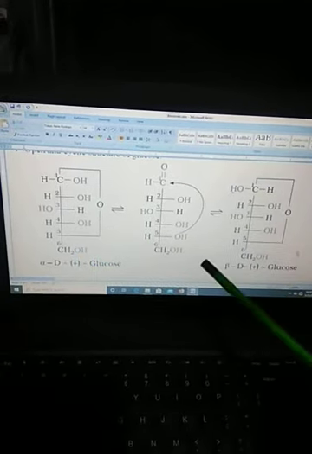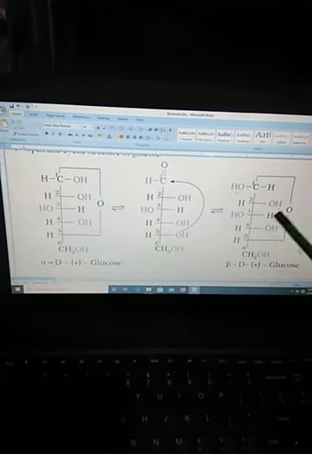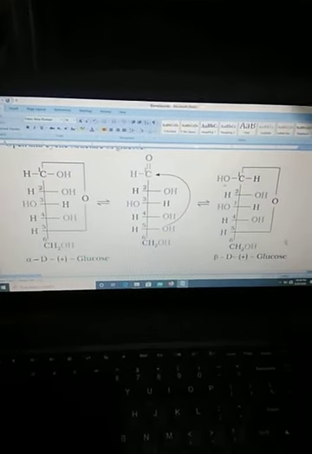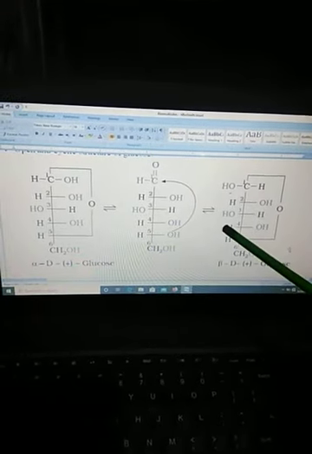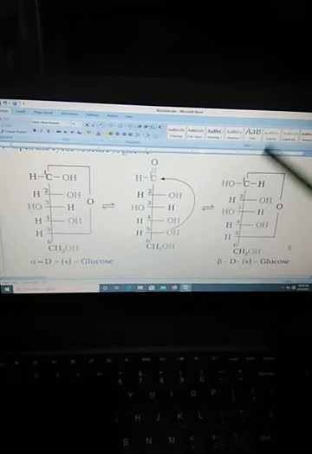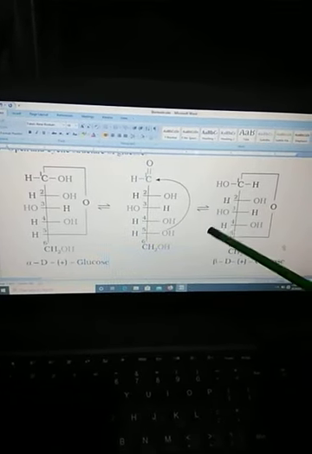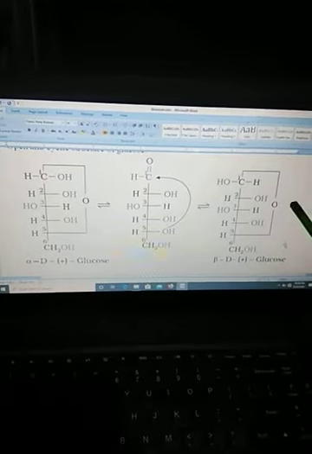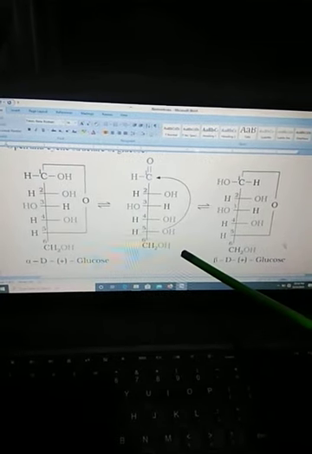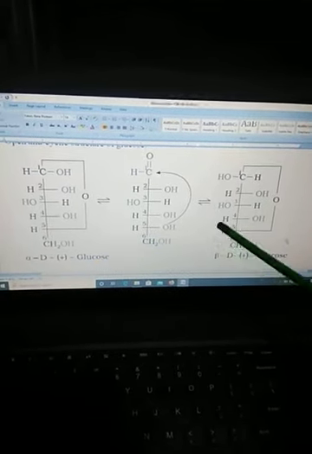In our last class, we came to know the structure determination of glucose. That means how we have established the structure of glucose. Now, in today's class, we'll see the open and closed chain structure of glucose. That means glucose can be written in different forms. It can be written either in open form, open chain, or it can be written in cyclic form as well.